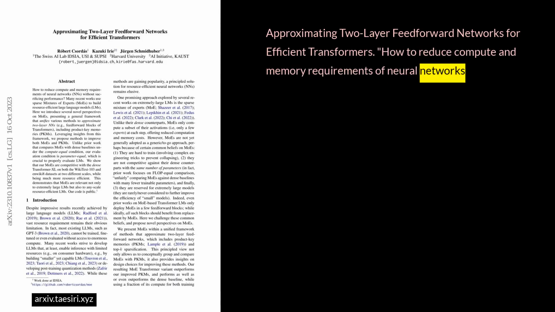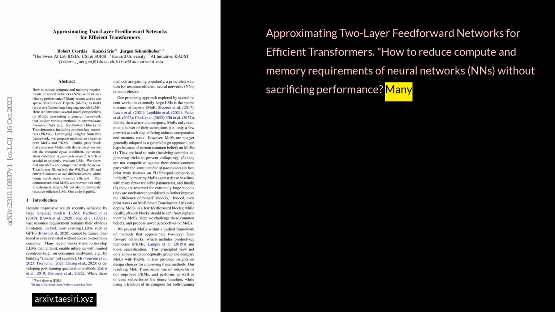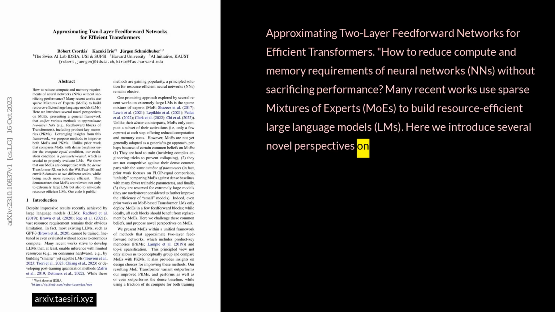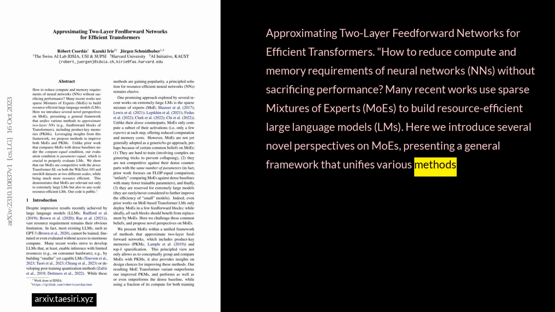Approximating two-layer feedforward networks for efficient transformers. How to reduce compute and memory requirements of neural networks, NNs, without sacrificing performance. Many recent works use sparse mixtures of experts, MoEs, to build resource-efficient large language models, LLMs. Here we introduce several novel perspectives on MoEs, presenting a general framework that unifies various methods to approximate two-layer NNs.